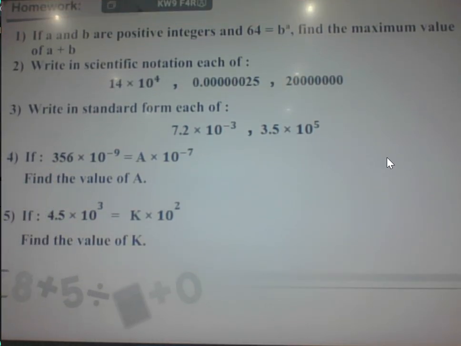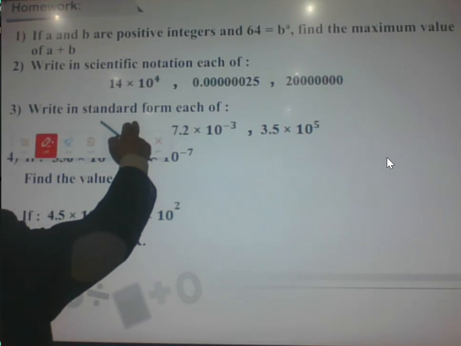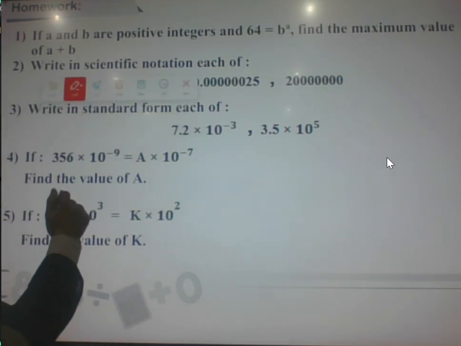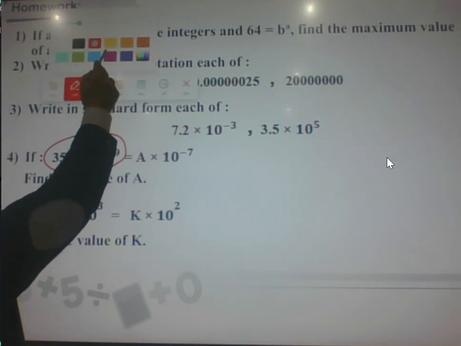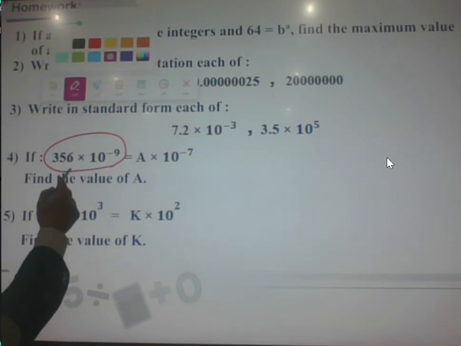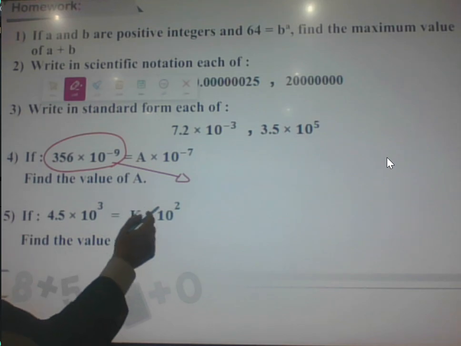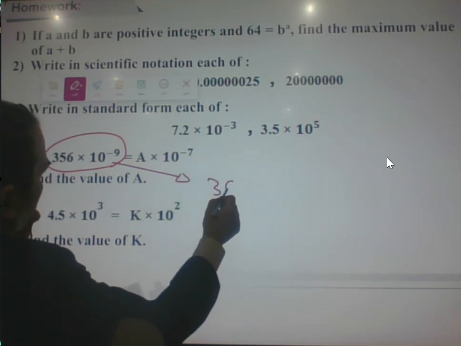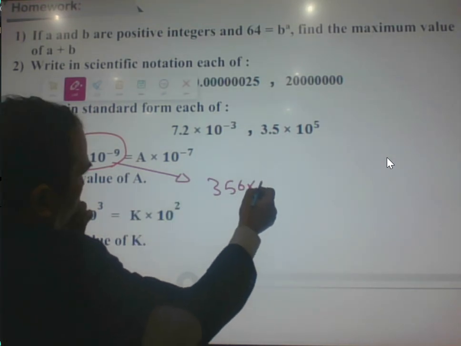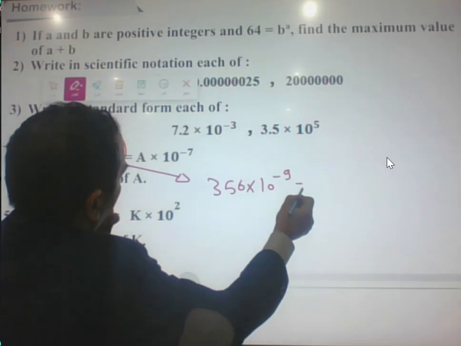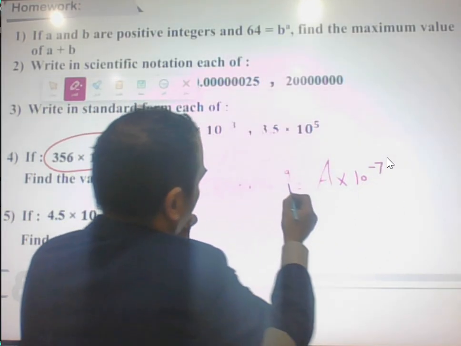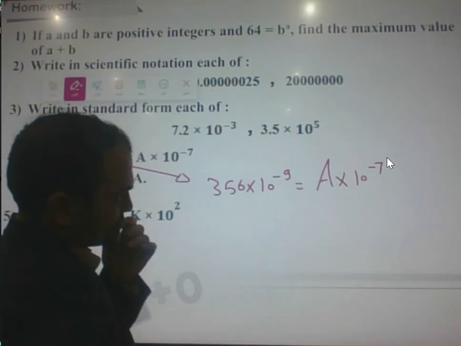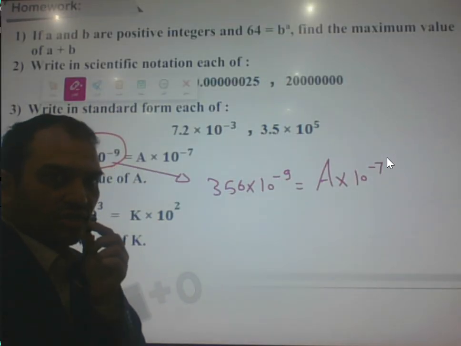If 356 times 10 power negative 9 equals A product by 10 power negative 7, he wants me to give the value of A. Who can tell me the value of A here? Okay, in this example, we must first convert this number here, 356 product by 10 power negative 9 is equal to A product by 10 power negative 7. You must write 10 power negative 9, and convert this number to scientific notation.